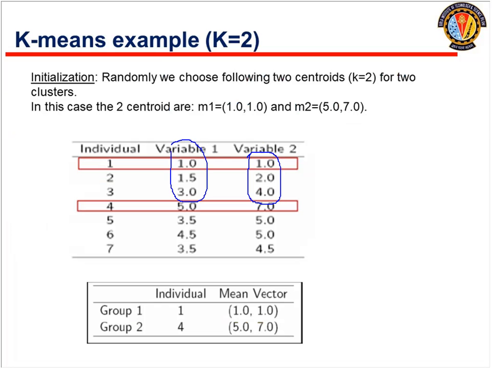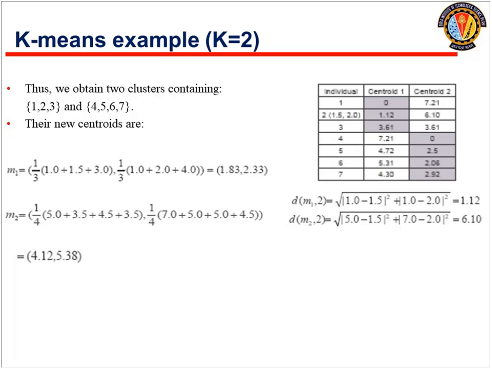1 plus 1.5 plus 3 by 2. Oh, sorry, 3 by 3. Now we have three points, so the average will be by 3. So this is the first feature of the centroid. Okay, and then the second feature of the centroid will be again the average of the second features of the 3 points which are in the first cluster. So it is 1.83 and 2.33.